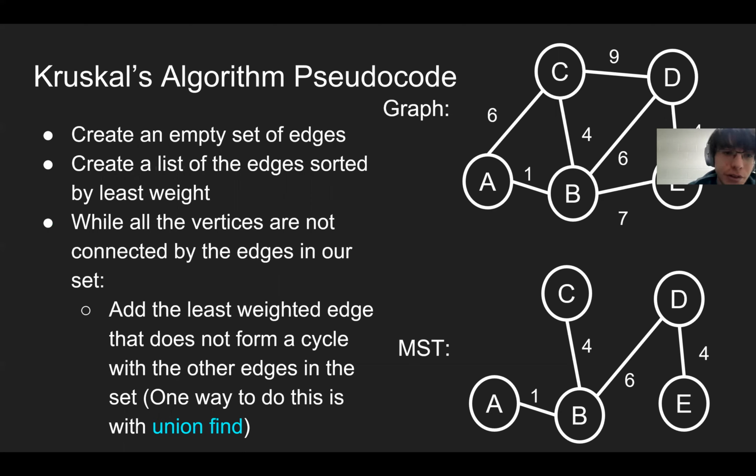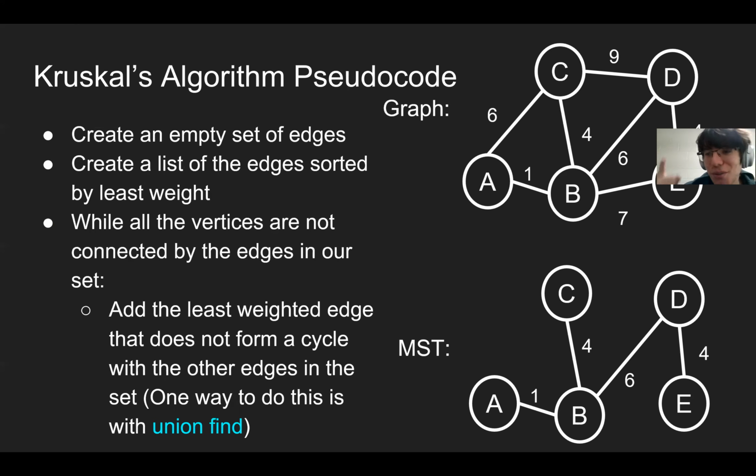The first thing it does is create an empty set of edges, and then create a list of the edges sorted by least weight. That's really nice to have, because sorting first allows us to just choose the smallest each time. Then we decide, should we choose this one? Will it form a cycle? If it doesn't, we choose it. If it does, we just skip it, because we must have chosen something smaller already that contains these vertices. So while all the vertices are not connected by the edges in our set, we add the least weighted edge that does not form a cycle with the other edges in our set.